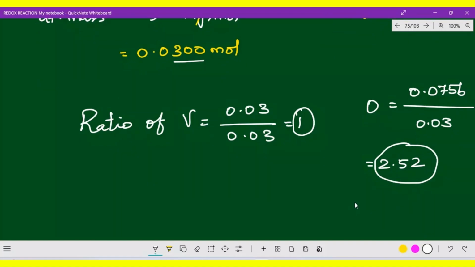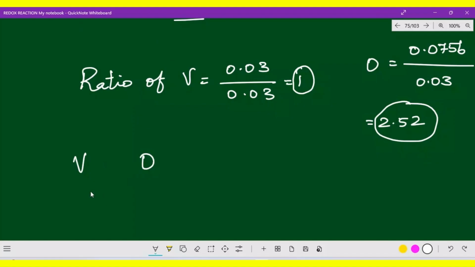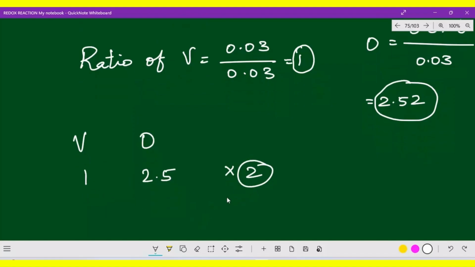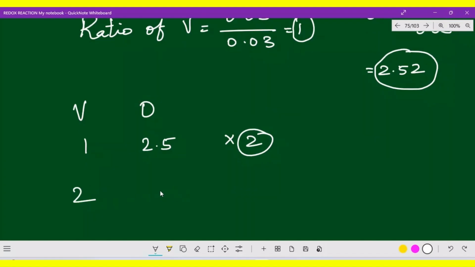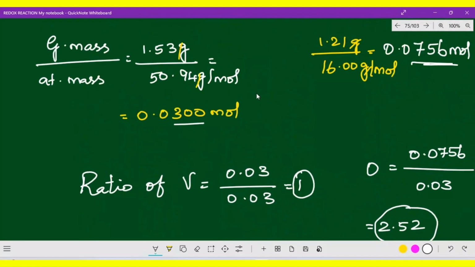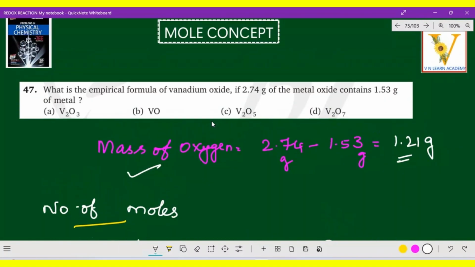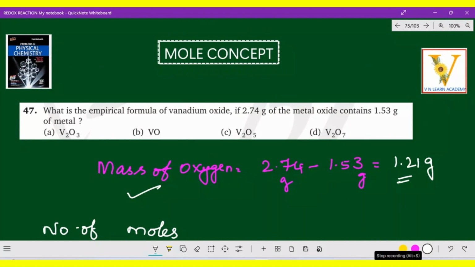So the simplest whole number ratio here is 1 and 2.52, you have to convert it into a whole number ratio. So vanadium 1 and oxygen 2.5, multiply both by 2. That means you'll be getting vanadium 2 and oxygen 5. So V2O5, vanadium pentoxide. I hope you got the clarity. When we put it like this, we can easily compare oxygen and vanadium, and the given mass we got from this. It is very simple. I hope you got the idea how to solve this sum. V2O5 is the correct option, so option C is correct. Come on, let's go to the next question.